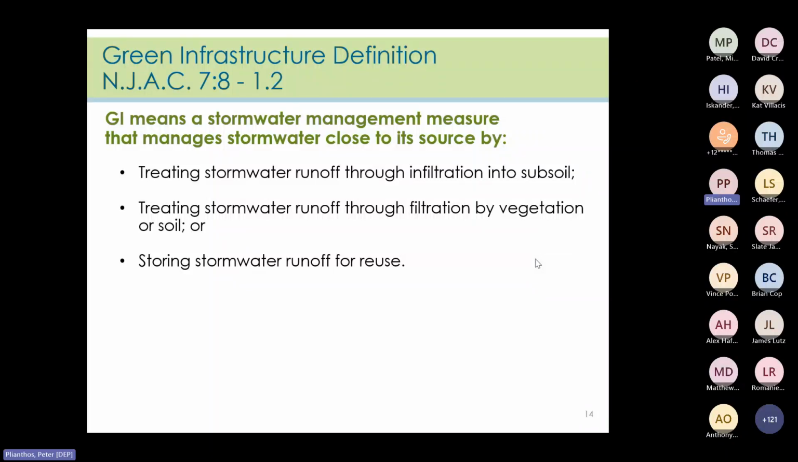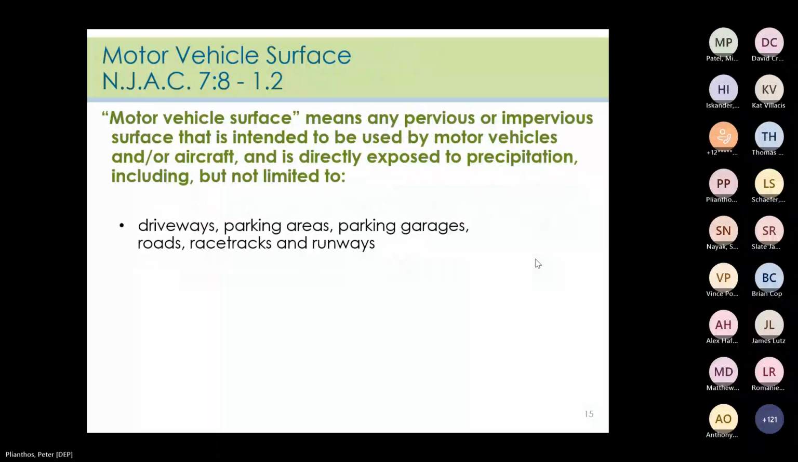Along with the stormwater management measure being located close to the source of runoff it's designed to receive, green infrastructure must treat the stormwater runoff or store it for reuse. The rules define motor vehicles and surfaces on which they are operated as they contribute to pollutants and stormwater runoff.